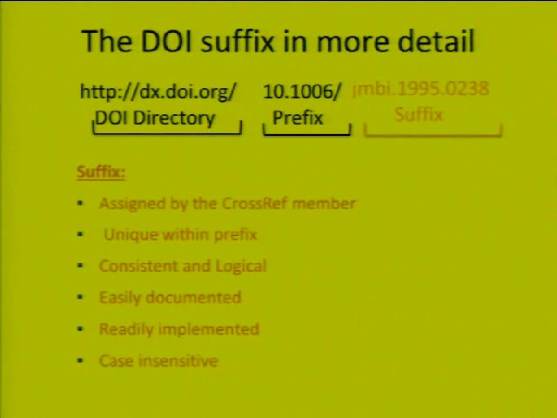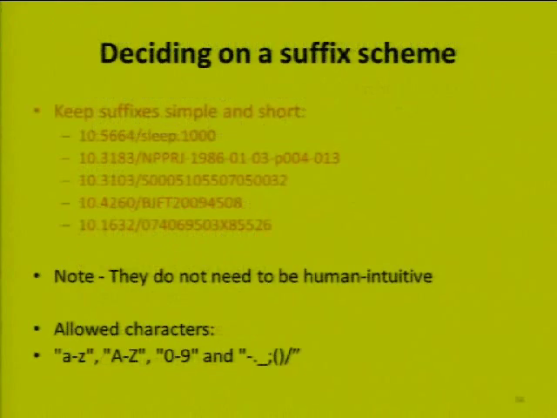The suffix is assigned by you, the publishers, and it must be unique, of course. You mustn't assign the same suffix to multiple articles. Every article must have a unique identifier. It should be consistent, logical, easily documented. It's also case insensitive. And in fact, in this example here, JMBI is probably the acronym of the journal, 1995 is probably the year of publication, and 0238 is probably the number of the article. So this is sort of a human intelligible suffix, but they don't have to be. They can be any numbers.